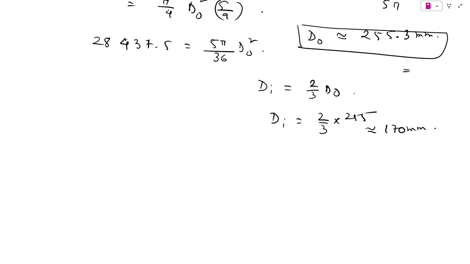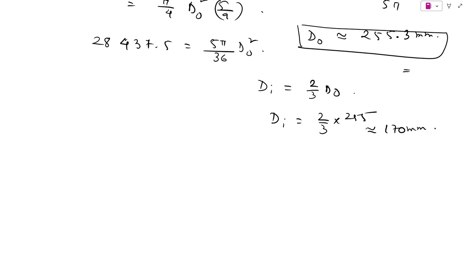Now, why do engineers use hollow shafts instead of solid shafts? Because the material near the center contributes very little to resisting the torsion. So by removing the central material, we reduce the weight, save material, maintain high strength and improve efficiency. And this is why marine propeller shafts, aircraft shafts and heavy transmission shafts are often hollow.